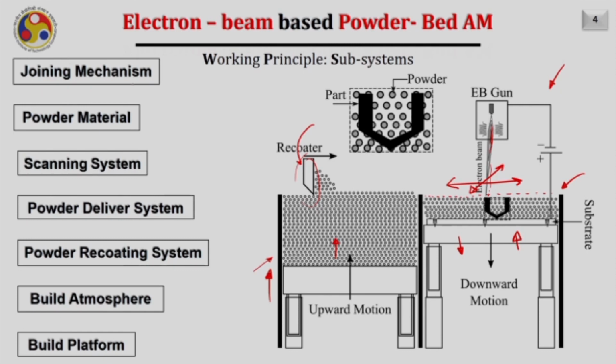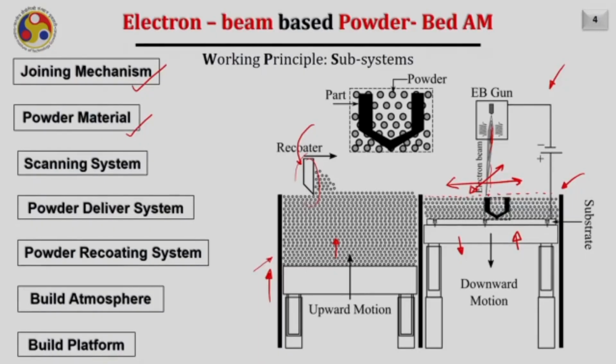Of course, the joining mechanism is governed by melting instead of sintering, as in the case of laser in some cases. The powder material used is usually a metal, because there should be proper conductivity between the powder particles and the substrate so that the electrons falling onto the powder bed can complete the cycle. Therefore, this process is usually applicable to metals. The scanning system utilizes magnetic coils, which I will explain in detail, and that makes the electron beam deflect in the XY plane appropriately.